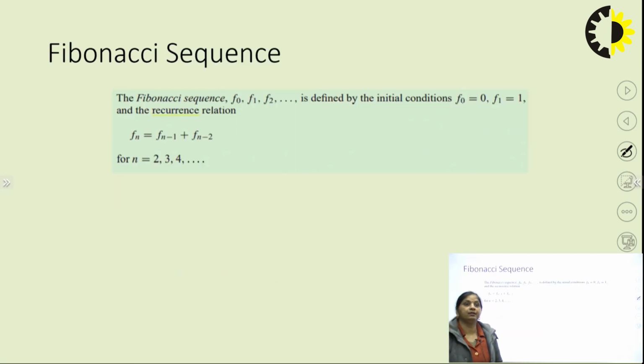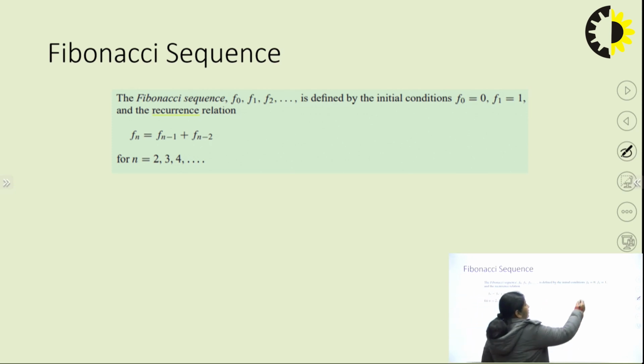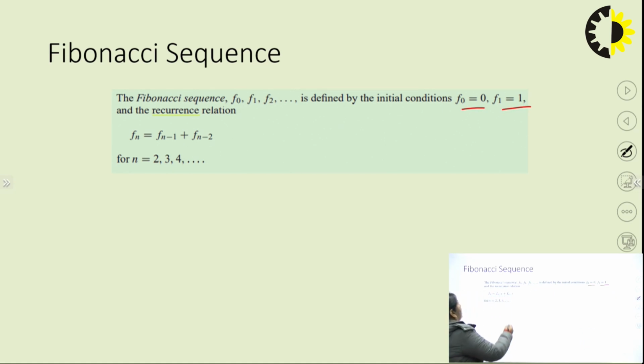Another example is the Fibonacci sequence. The Fibonacci sequence F0, F1, F2 is defined by the initial conditions F0 is equal to 0 and F1 is equal to 1, and the recurrence relation is Fn is equal to Fn minus 1 plus Fn minus 2. What is the Fibonacci sequence? In this, the nth term is the summation of the n minus 1th and n minus 2th terms. So, that is my recurrence relation.